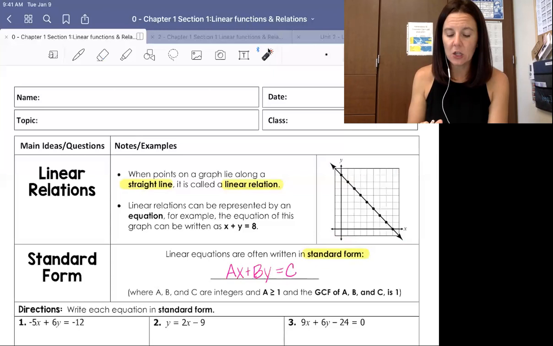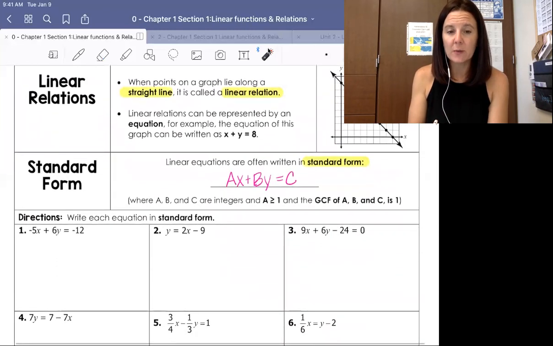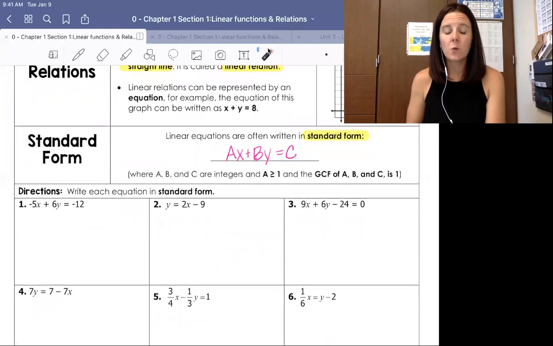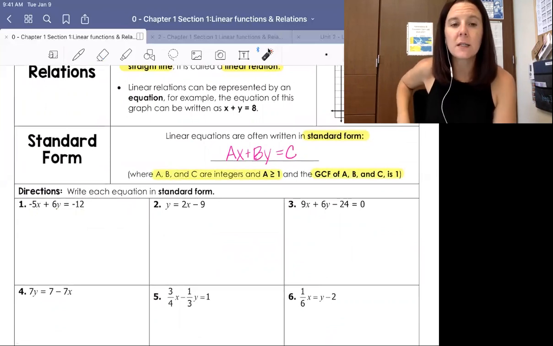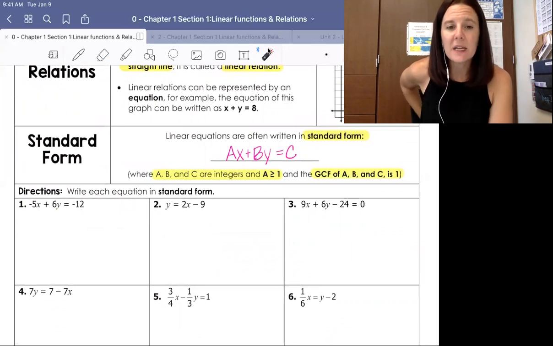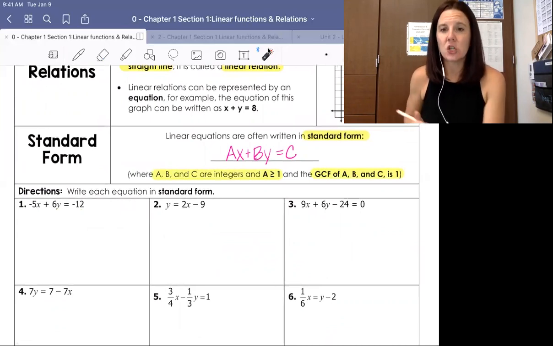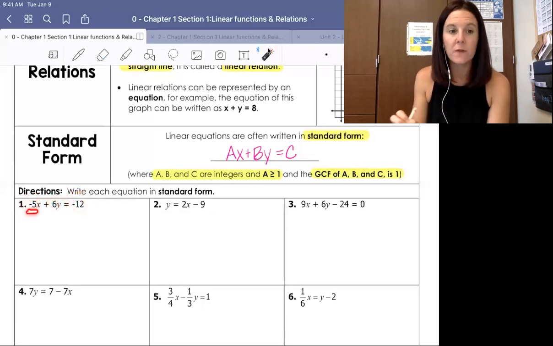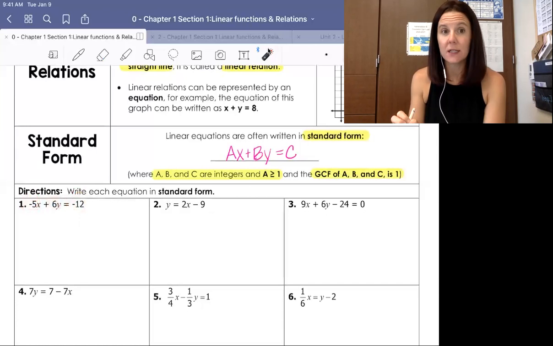So let's take a look at our first three problems that we're going to do together, and then you'll have a few to do on your own. We're going to rewrite each equation that's given and put them in standard form. So the first thing we want is we want to make sure that we're meeting those requirements. Are a, b, and c integers where a is greater than or equal to 1? -5, +6, and -12 are all integers, but a, the coefficient of x, in this situation is not greater than 1, so we need it to be greater than 1.